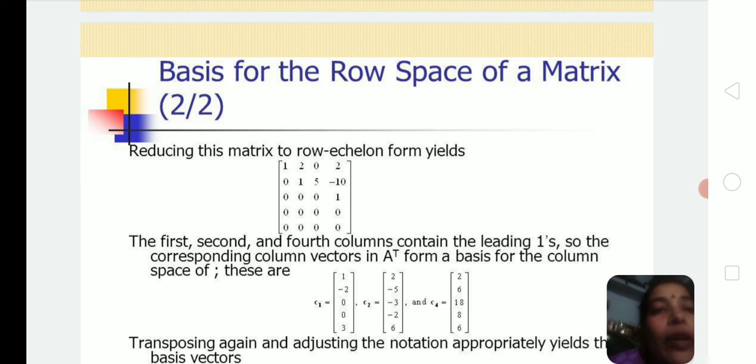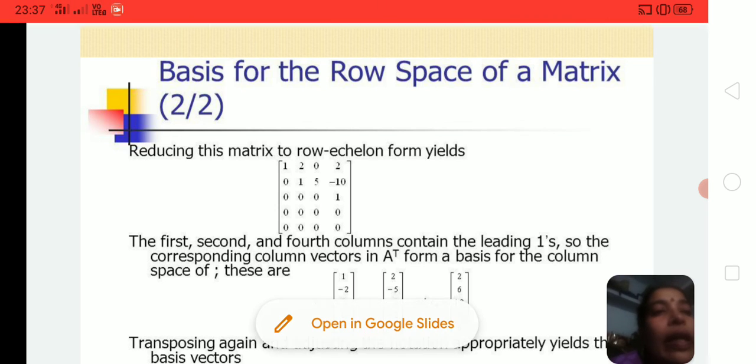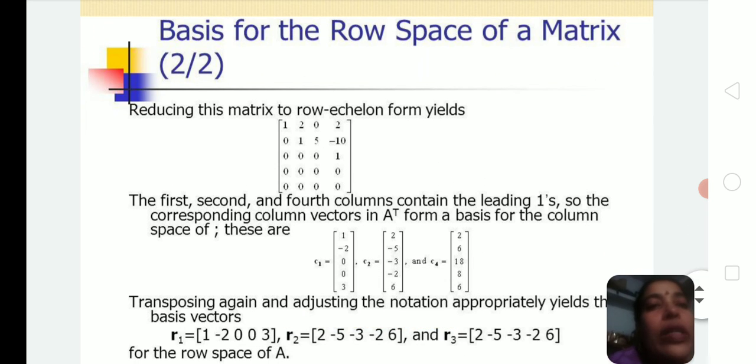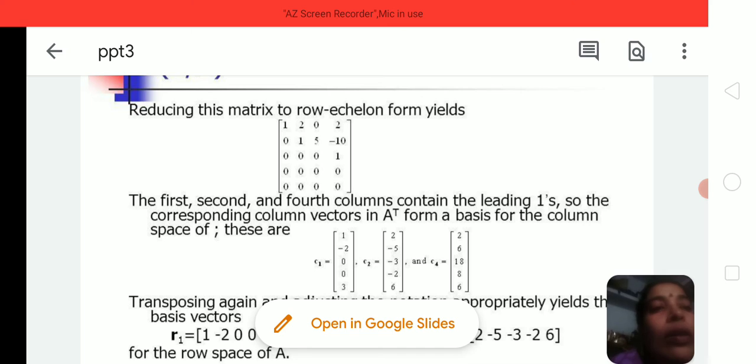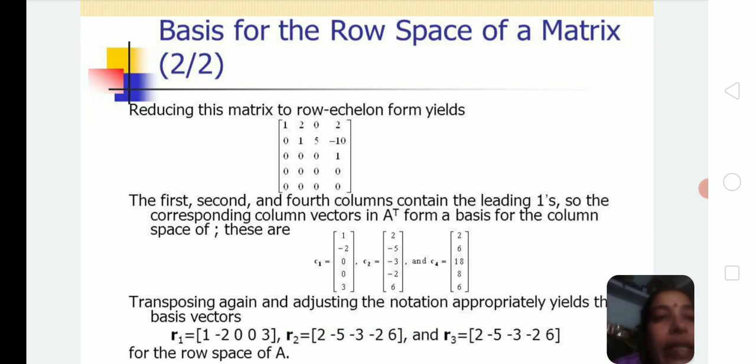The first, second and fourth columns contain the leading ones. So the corresponding column vectors in A transpose form a basis for the column space: C1 = 1 -2 0 0 3, the second column C2 = 2 -5 -3 -2 6, and C4 = 2 6 18 8 6.